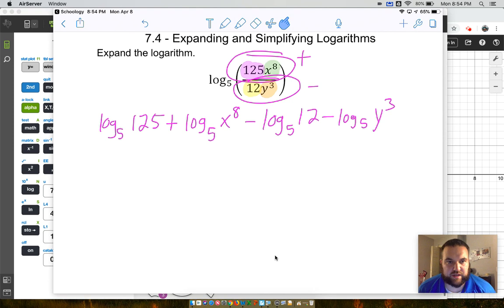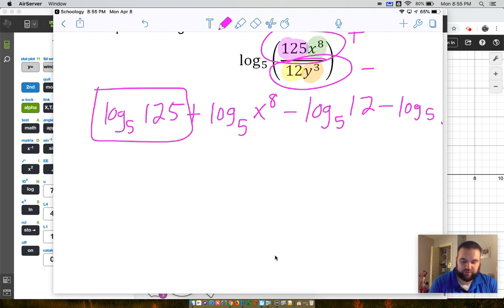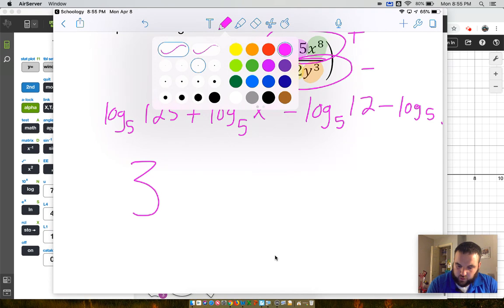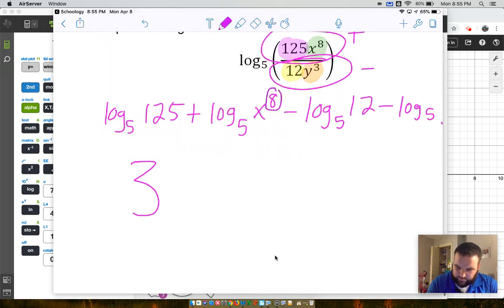The other thing I can do is actually simplify any logs that have numbers that are whole numbers. So like this log base 5 of 125. Remember, that's basically saying 5 to what power gives you 125. So that's just 3. But then the other rule that we talked about is when you're expanding, we're talking full expansion, meaning any powers that you have come out front. So that's going to change into plus 8 times log base 5 of x.